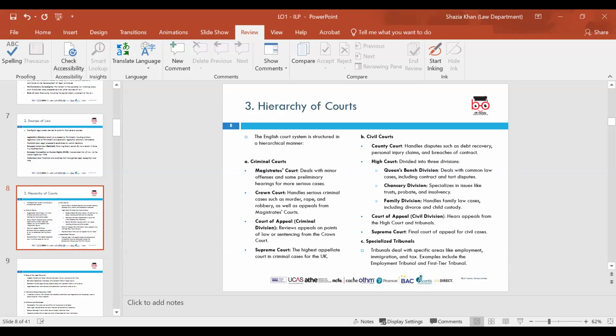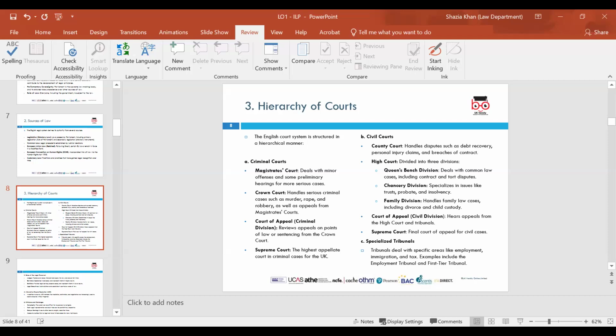The county court is the first one, which deals with all except the most complicated and the most simple civil cases, and these are matters that are under £5,000. And then you have the High Court, with divisions within it: the Queen's Bench Division, the Chancery Division, and the Family Division. These are where matters will be dealt with within the High Court. Then you have the Court of Appeal, which hears appeals from the High Court and tribunals, and the Supreme Court, again the final court.